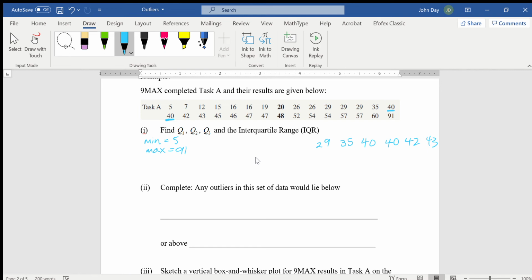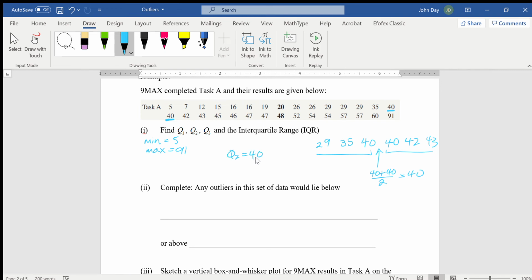So, when we're trying to find the median, we actually land there with the 40 that's at the end of the first line and the 40 that's at the beginning of the second line. So you add those two up and divide by 2, and of course you get 40. But that's basically in between those two bits of data. So the median, Q2, is equal to 40.